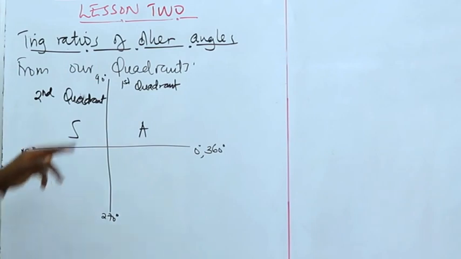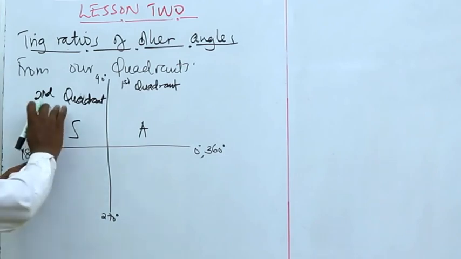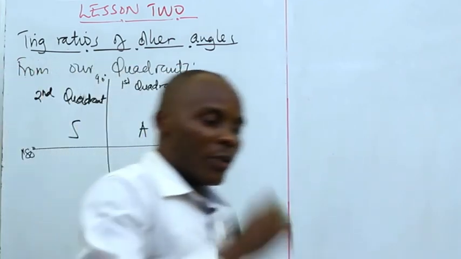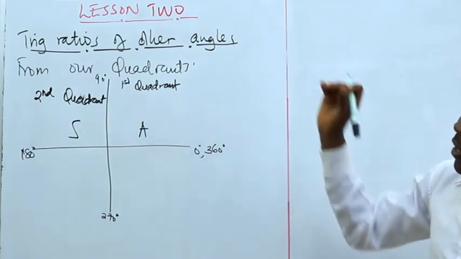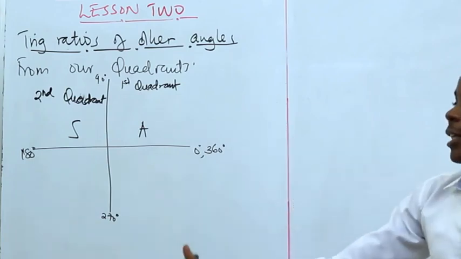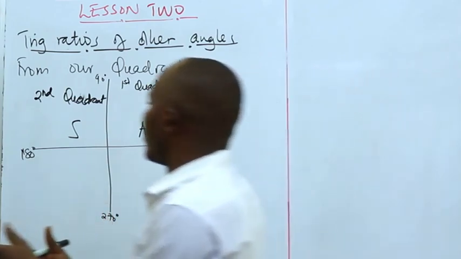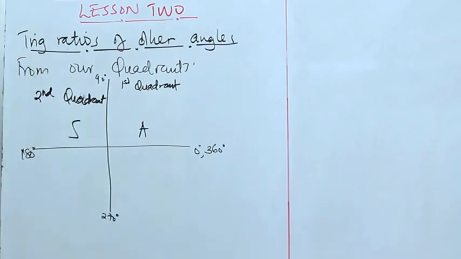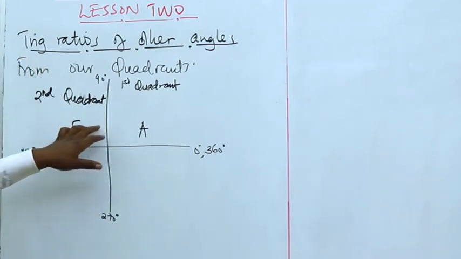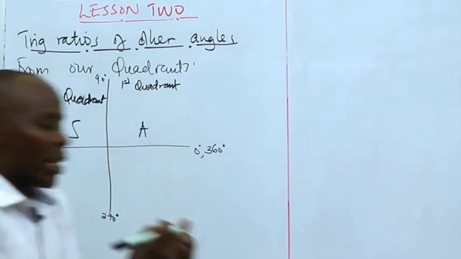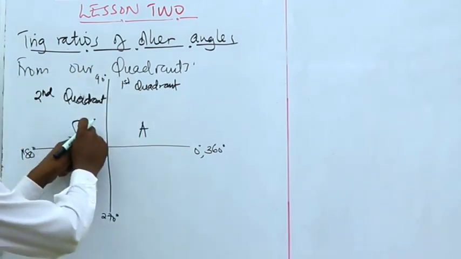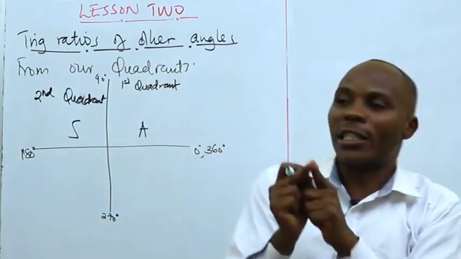What does that mean? Angles between 90 and 180 degrees, because they are in the second quadrant, will always generate for you a positive value if you press their sine. The rest will give you a negative. In other words, for instance, sine 150 degrees will give you a positive value. But cos 150, remember 150 is also in the second quadrant, that one will give you a negative value.